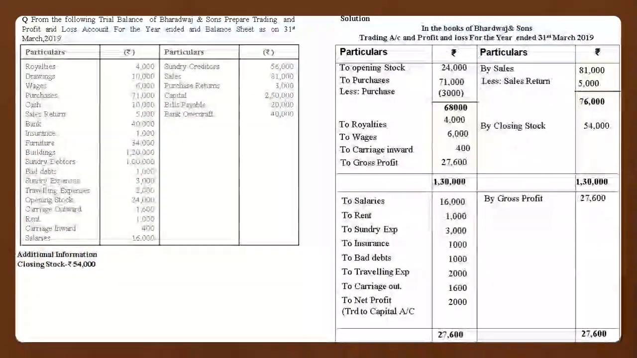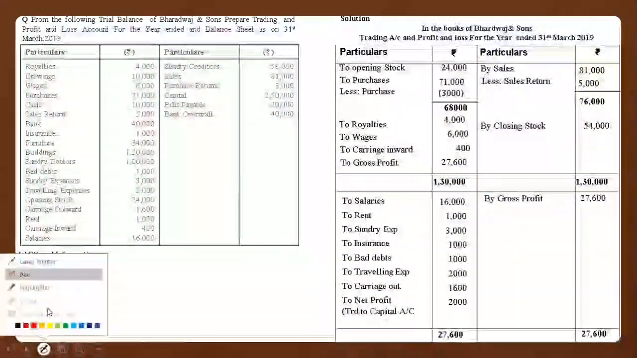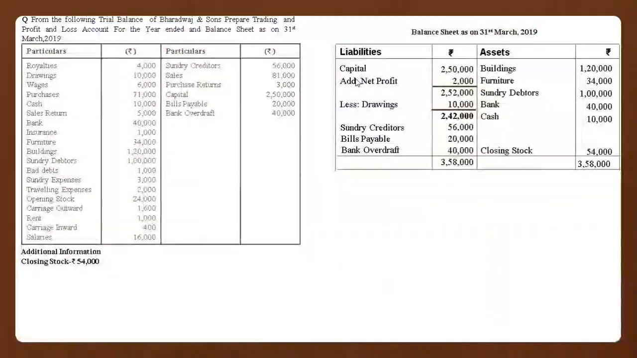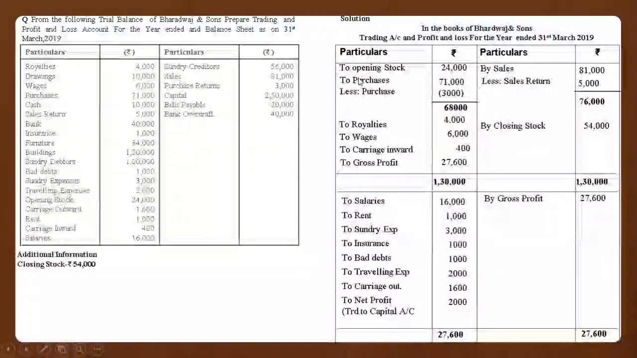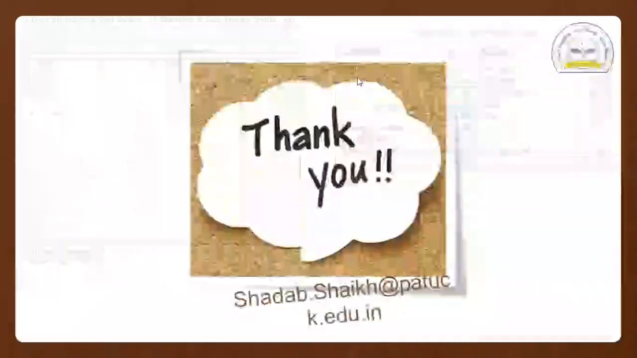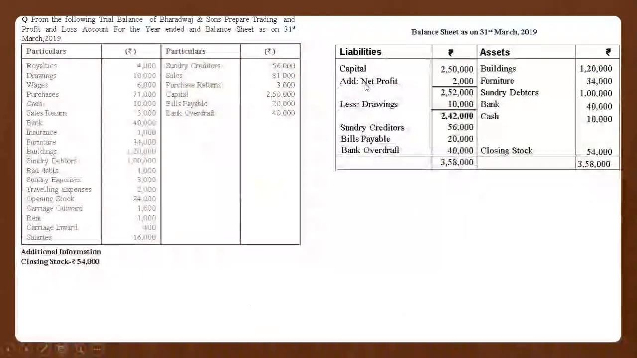So first of all, you have to write the fixed item. One is opening stock. See, the fixed one is opening stock. So first you have to make the particulars amount. And in particulars, first item is opening stock. So you have to write opening stock. Then in balance sheet, in liabilities part, capital, then add net profit, then less drawings.